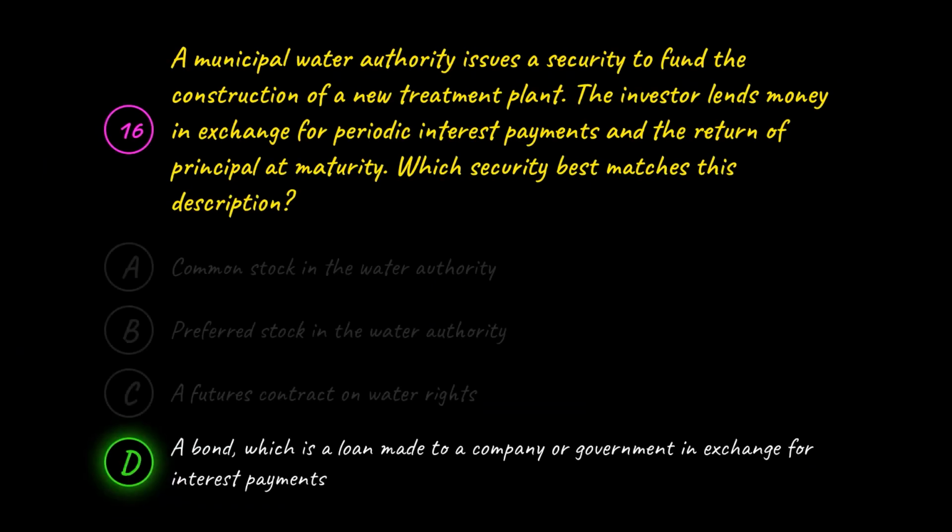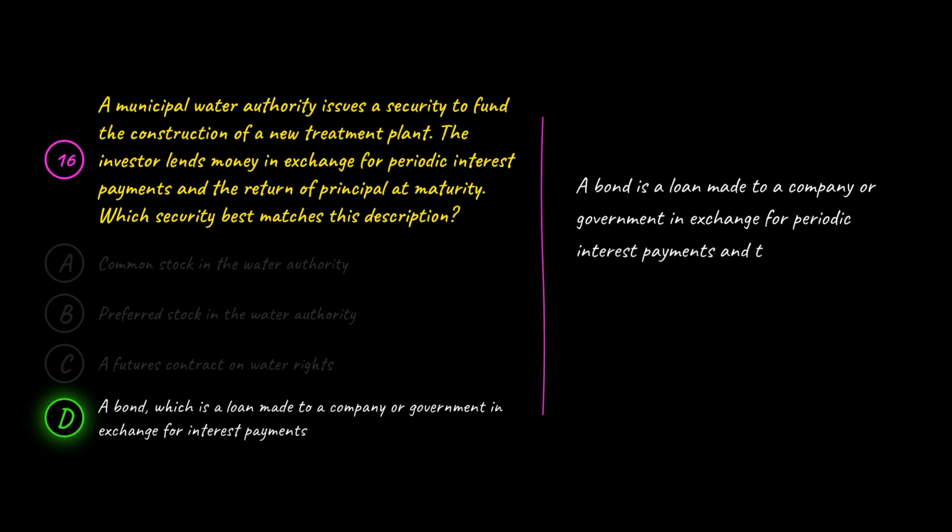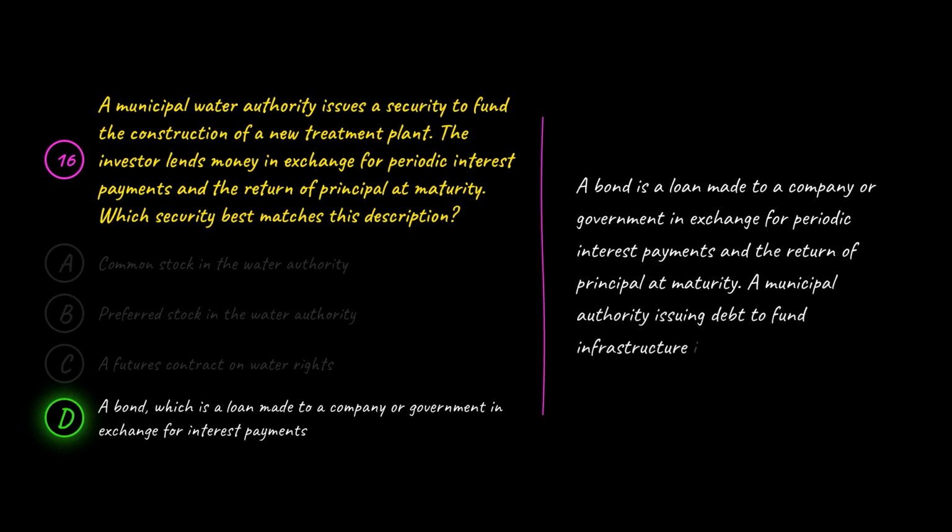The correct answer is D. A bond, which is a loan made to a company or government in exchange for interest payments. D is correct because a bond is a loan made to a company or government in exchange for periodic interest payments and the return of principal at maturity. A municipal authority issuing debt to fund infrastructure is issuing bonds, specifically municipal bonds.